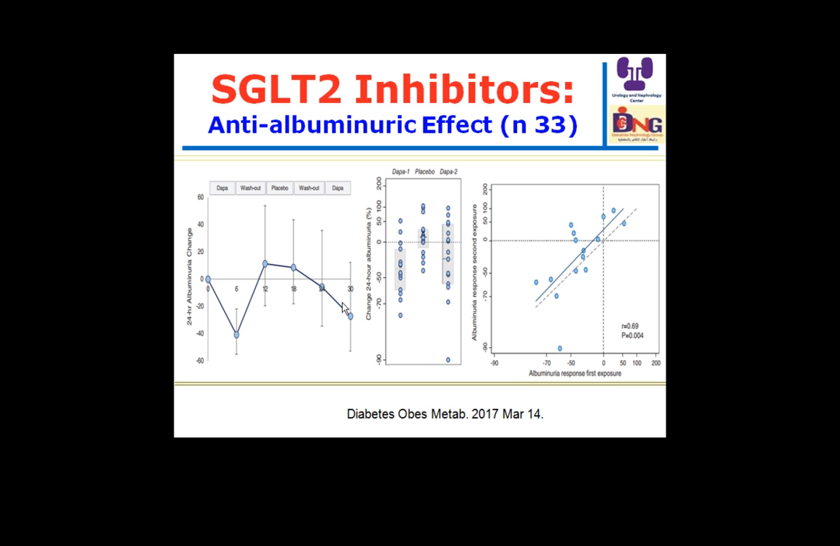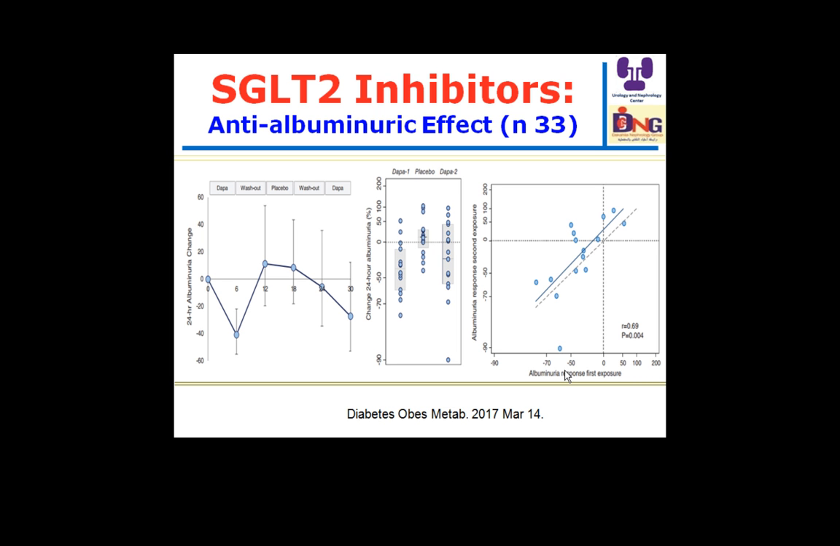So the initial response, the first response for albuminuria, this is albuminuria reduction within the first exposure, predicts the next response when the patient will be exposed. This paves the way for personalized medicine. So if we give dapagliflozin to a patient, the patient responded, and even if there is some interruption of the drug, if we use it again, it will give the response for the same patient.